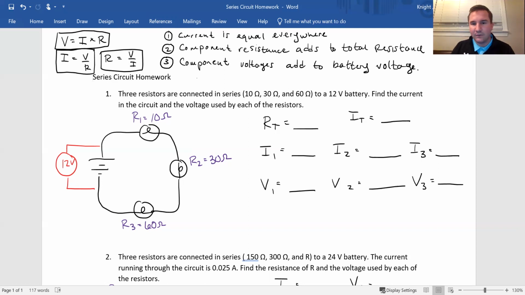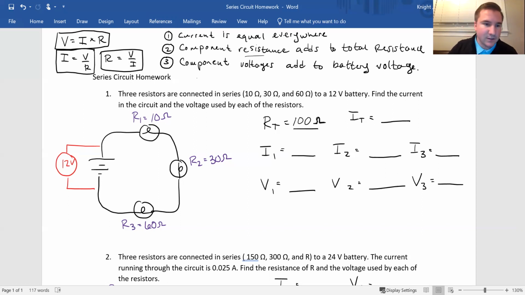So first thing we're going to find out is the total resistance, because that's the easiest. We know that component resistances add to the total resistance. So if I have a 10, a 30, and a 60, 10 plus 30 plus 60 is, I had to think for a second about that, 100. Total resistance is 100, right? 10 plus 30 is 40, plus 60 is 100. So we get the total resistance there.